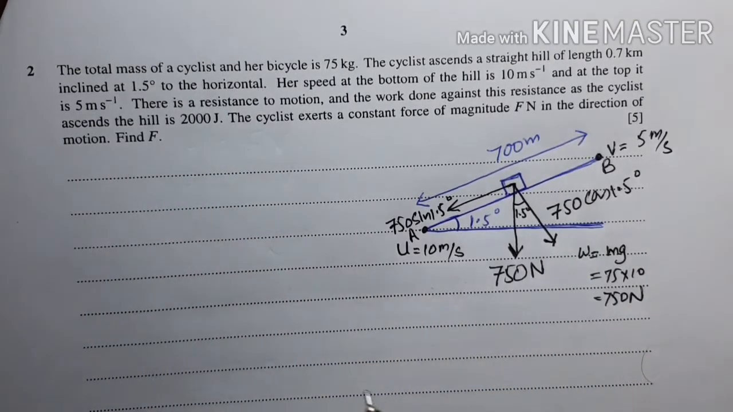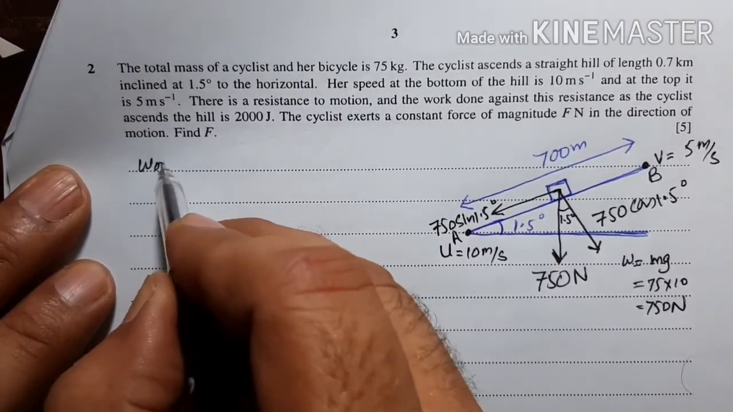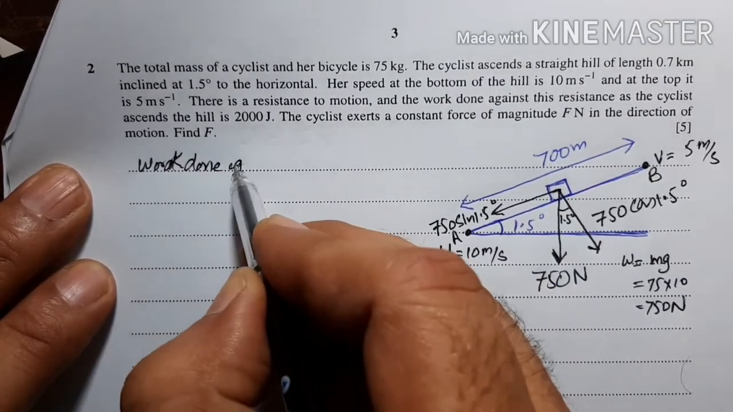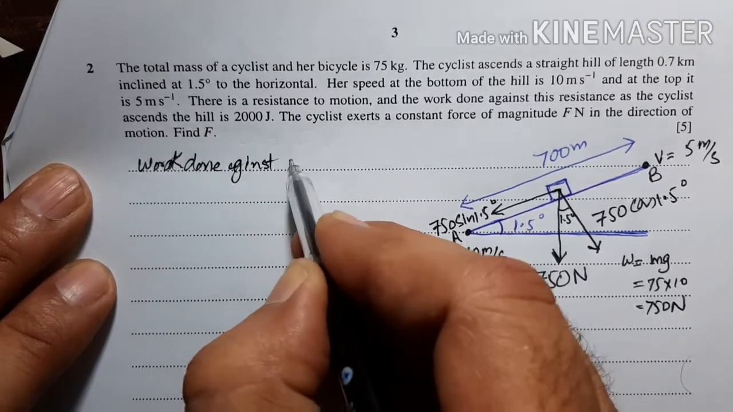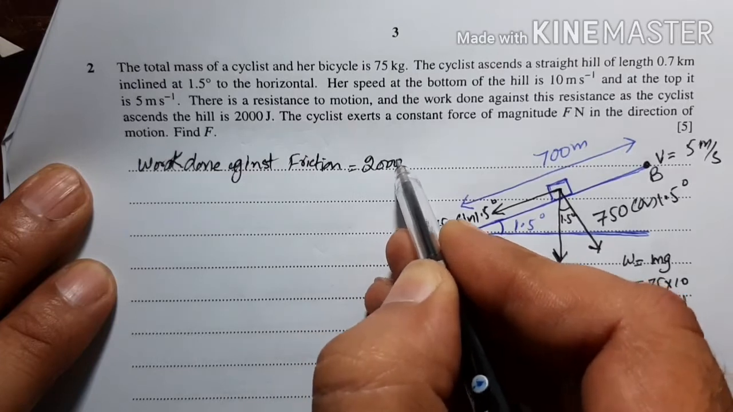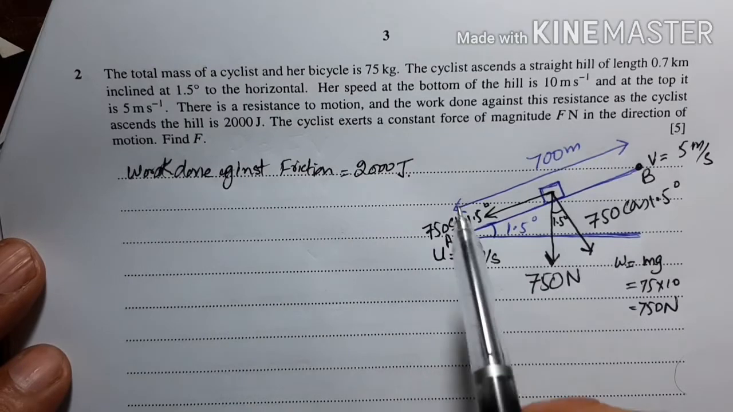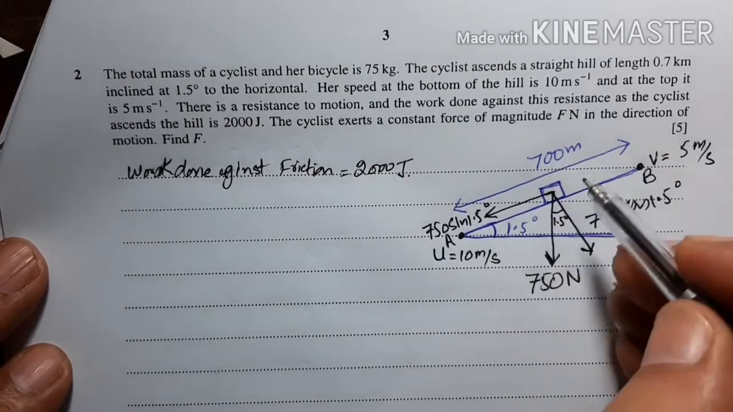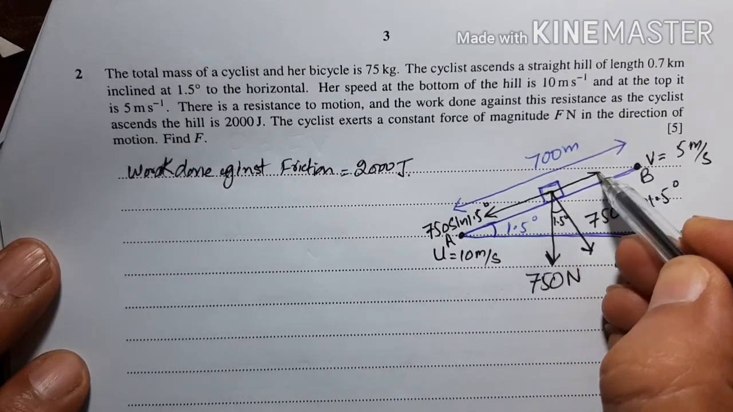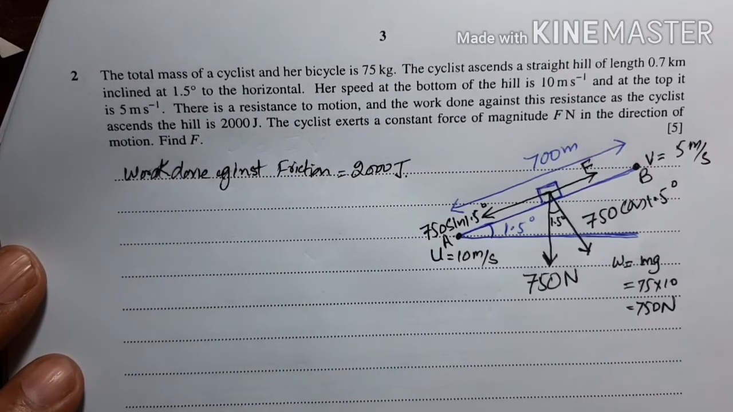So work done against friction is 2000 joules. We should keep in mind this. Now the cyclist exerts a constant force of magnitude F newtons in the direction of motion. This means the cyclist is exerting force in this direction. Find F. We need to find F.